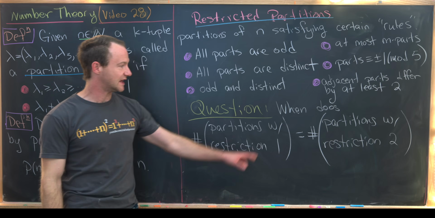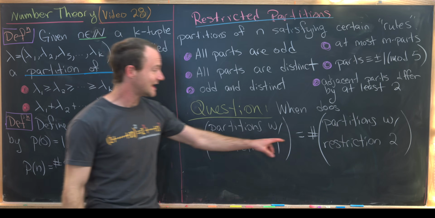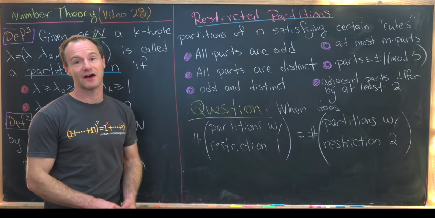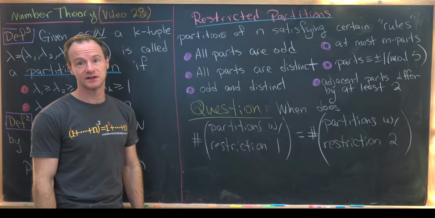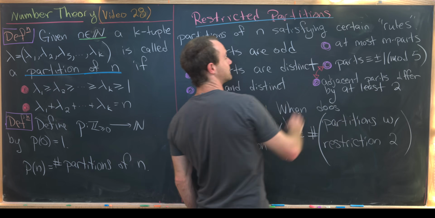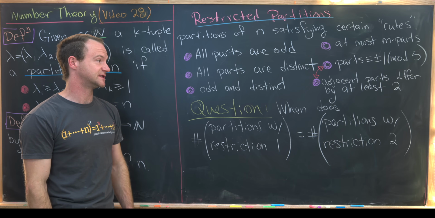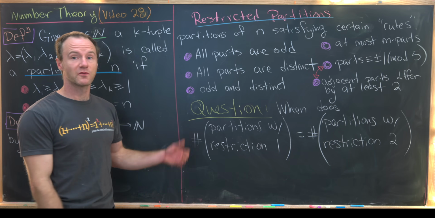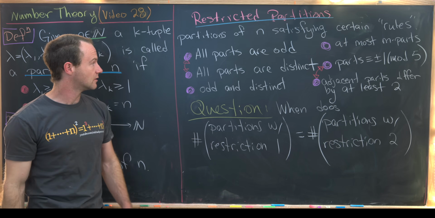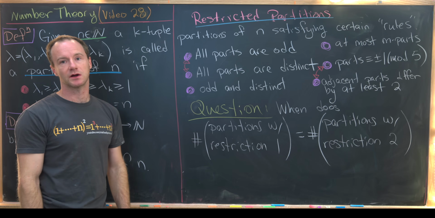So the big question is, when does the number of partitions with one restriction equal the number of partitions with a different restriction? So you may or may not have heard of the Rogers-Ramanujan identities, and those actually give us some sort of relation between parts that are congruent to plus minus 1 mod 5 and partitions where the adjacent parts differ by at least 2. Furthermore, there's a nice relation which we'll see later, maybe not in this video, but in an upcoming video, comparing partitions where the parts are odd to partitions where the parts are distinct.